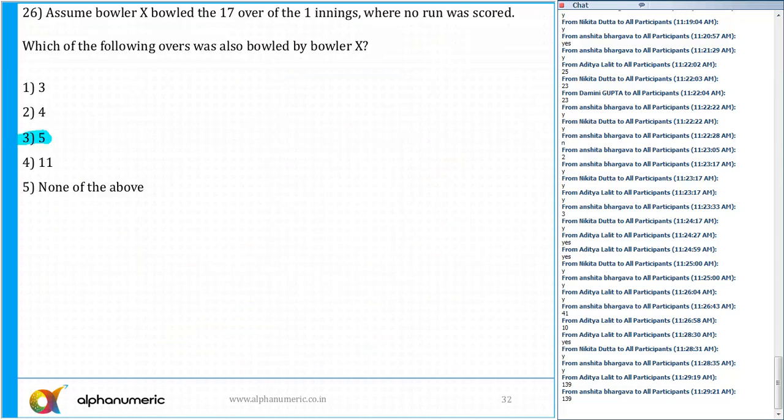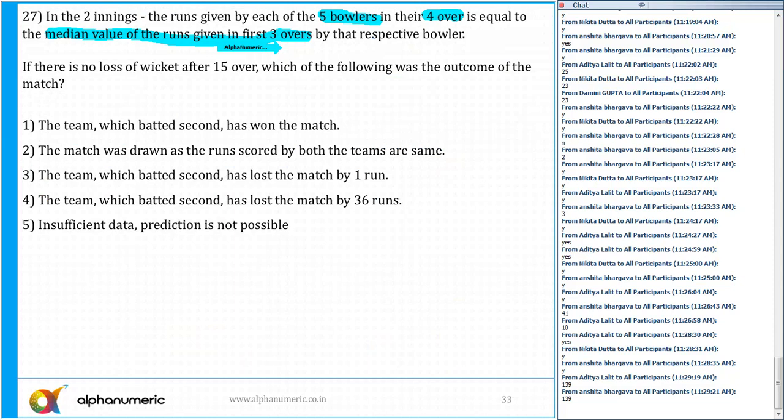Okay. Just add one line here. Here it was mentioned fourth over, not their fourth; the "TH" is somehow missing. In their fourth over, it was mentioned. So if there is no loss of wicket after 15 overs, which one was the outcome of the match? Can anyone tell me which one was the outcome of the match?